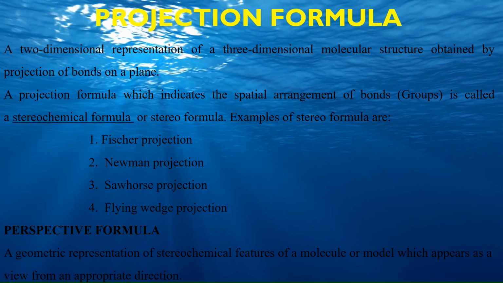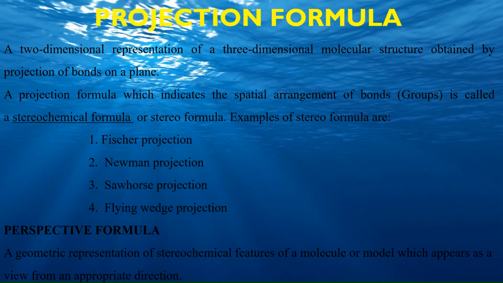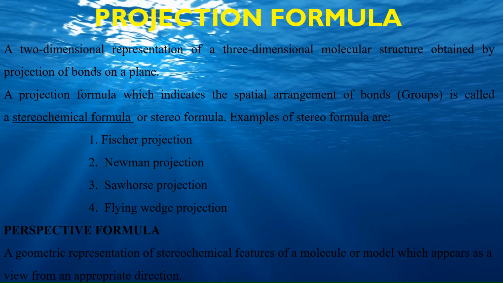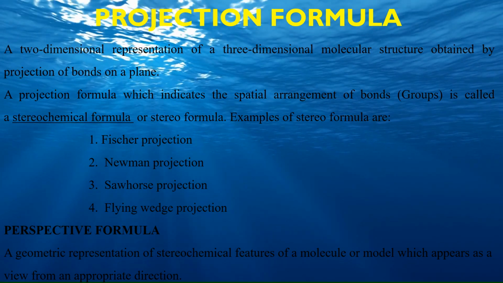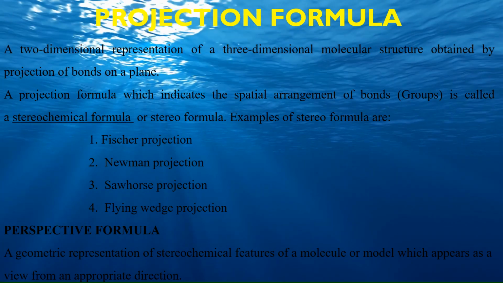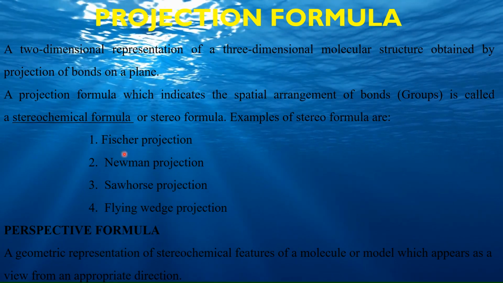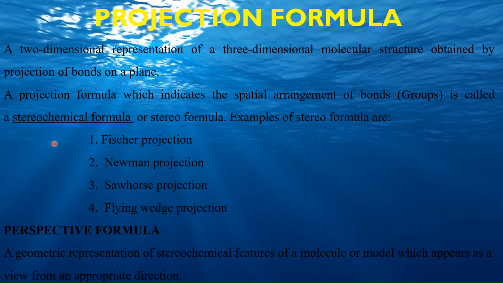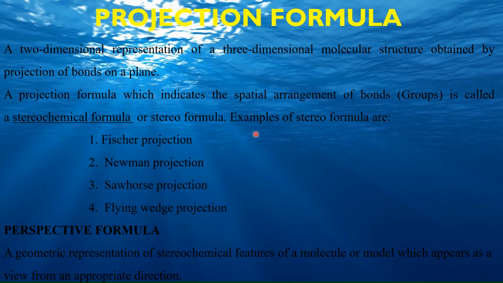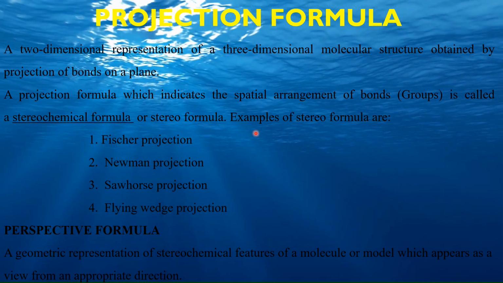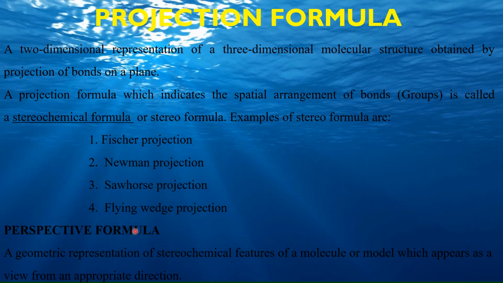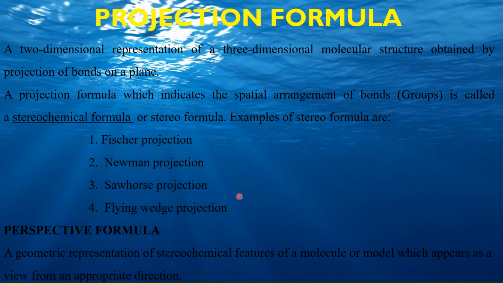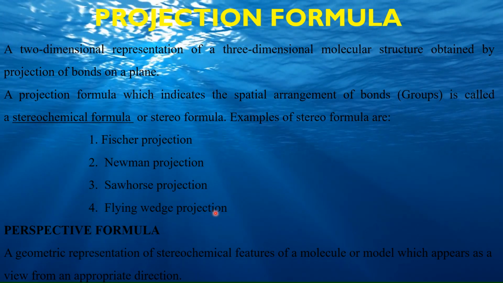Projection formula is a two-dimensional representation of a three-dimensional molecular structure obtained by projection of bonds on a plane. A projection formula which indicates the spatial arrangement of bonds or groups is called stereochemical or stereo formula. The most important types of projection formulas are Fischer projection, Newman projection, Sawhorse projection, and flying wedge projection.